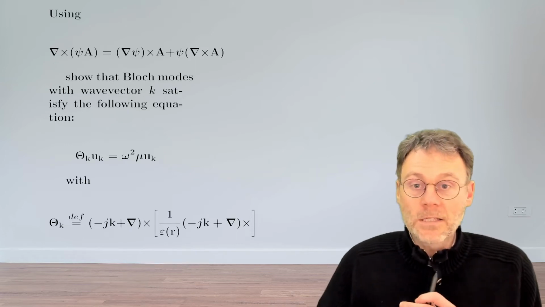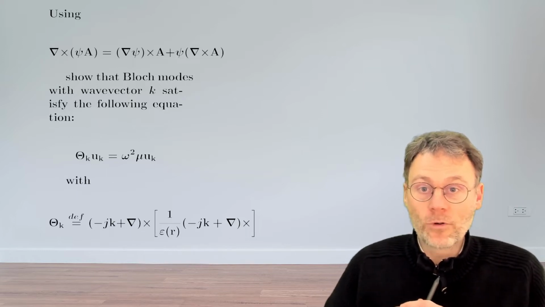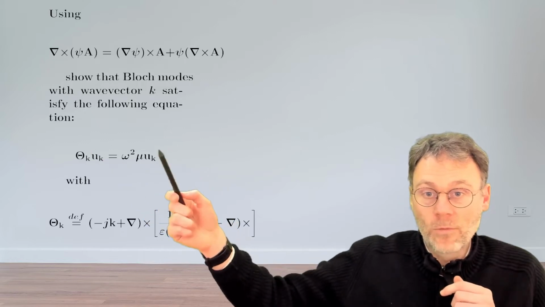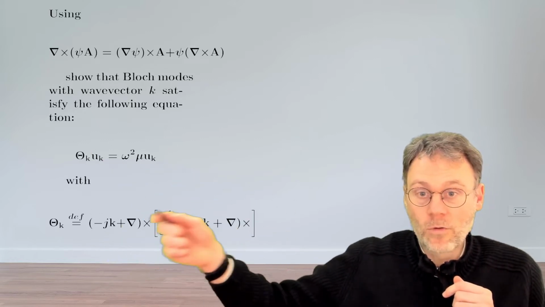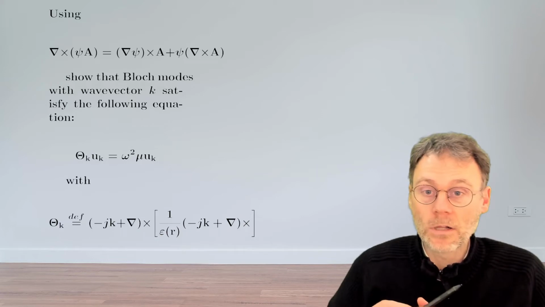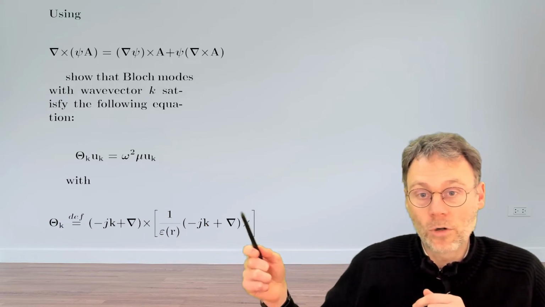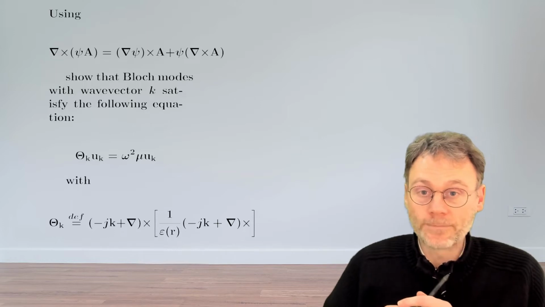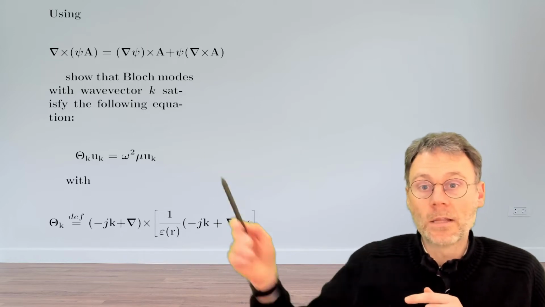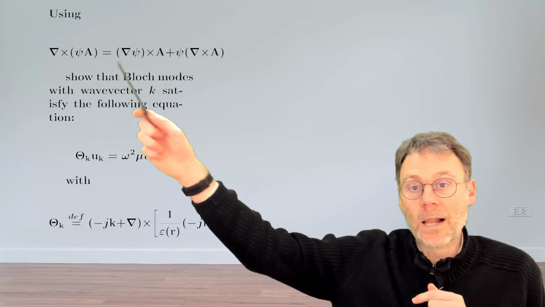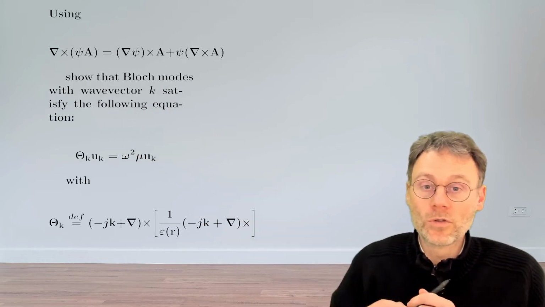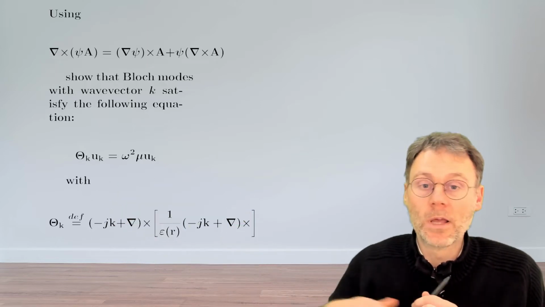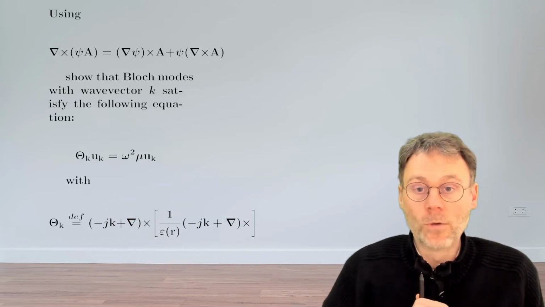The goal of this exercise is to come up with an eigenvalue problem specifically for Bloch modes. And the form of that eigenvalue problem looks a lot like the eigenvalue problem for Maxwell's equations in general. It's just that rather than having the curl by itself, you have some extra terms here, minus jk. So pause the video and see if you can use this particularly helpful expression to reduce the eigenvalue problem for Maxwell into this eigenvalue problem specifically for Bloch modes.